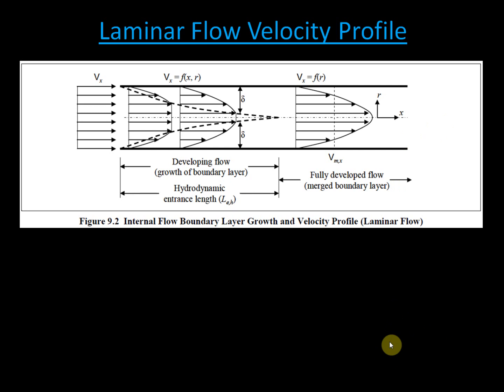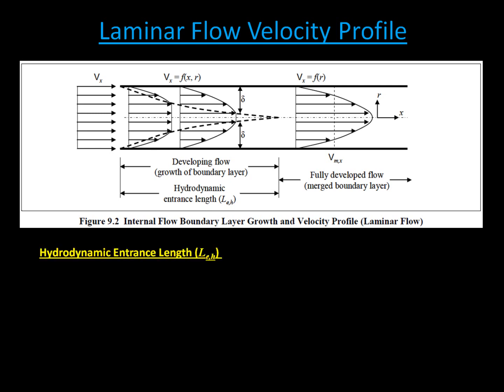Now, the distance it takes for the boundary layers to merge is what's called the hydrodynamic entrance length. And that's something good to know, because we're going to develop equations later on for the mean velocity, which is what's annotated here as v sub m, the mean velocity, the average velocity of this parabolic distribution. In order to use those equations, I have to make sure that I'm in the fully developed flow region, which means I have to first compute the hydrodynamic entrance length of my pipe.